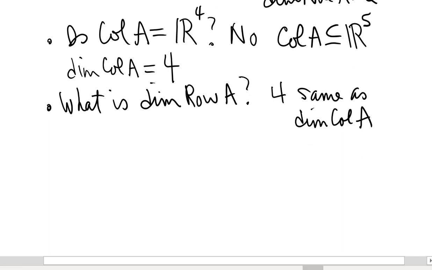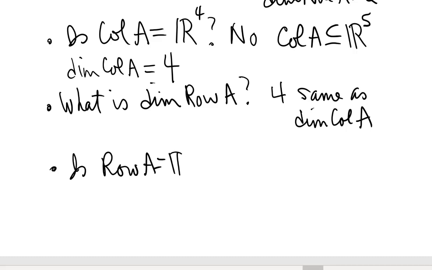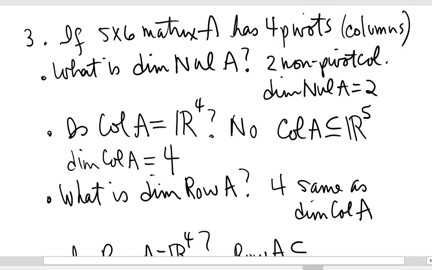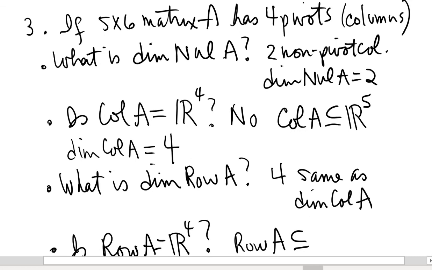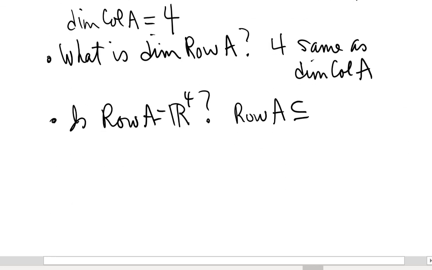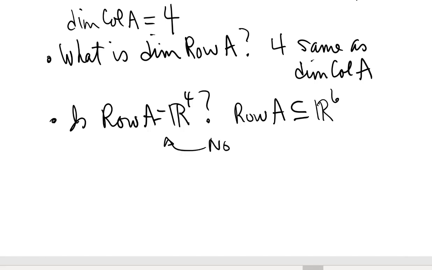And the same question, what about row of A? Is row of A equal to R4? It's got dimension 4. So is it R4? Once again, we're thinking about the vectors. Row of A is a subset of what? What do those vectors look like? How many entries? The matrix A is 5 by 6, so each row has 6 entries. That means row of A is a subset of R6, and so no, it can't possibly be equal to R4, just because the dimension happens to be 4.